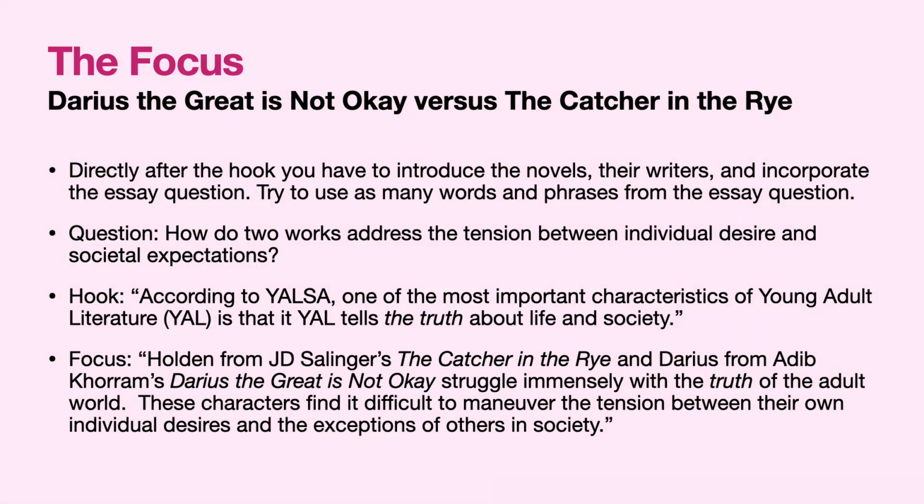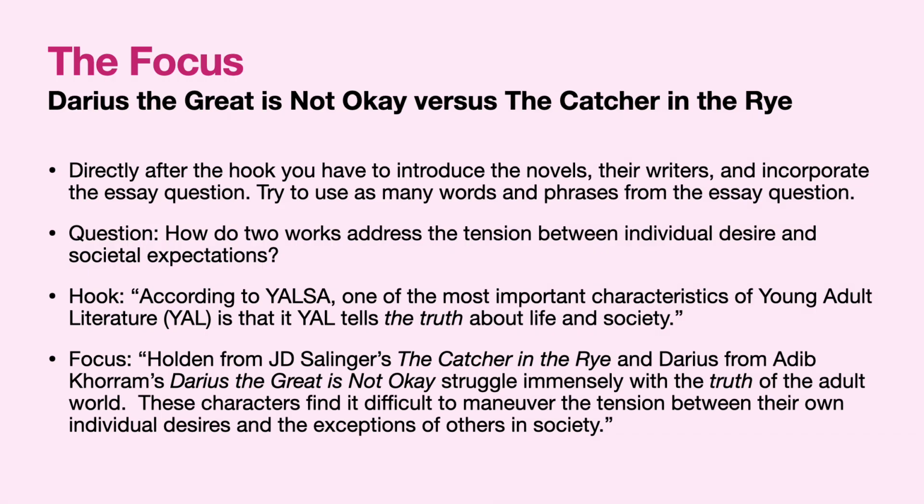So when you look at this here, I've now essentially incorporated, I've introduced the reader. The hook brings them in. We're talking about YAL. We're talking about the truth of life and society. Then in the focus, I introduce the two texts that I'm going to be using. And here, I know that I'm introducing the main characters, Holden from Catcher in the Rye and Darius from Darius the Great is Not Okay, and their authors, J.D. Salinger and Adib Khorram.